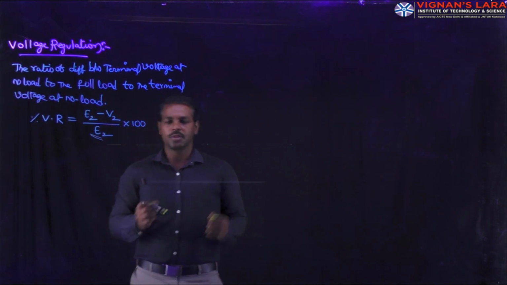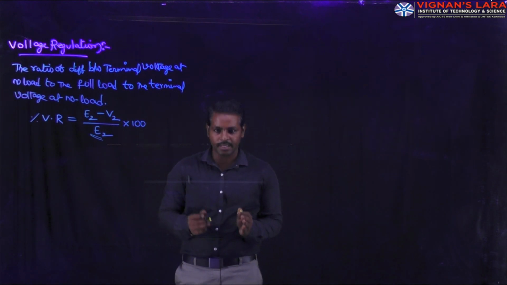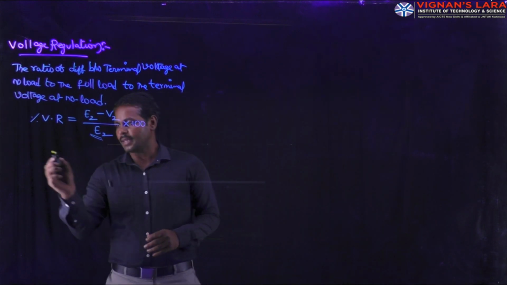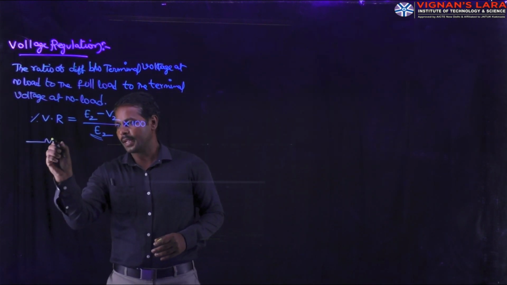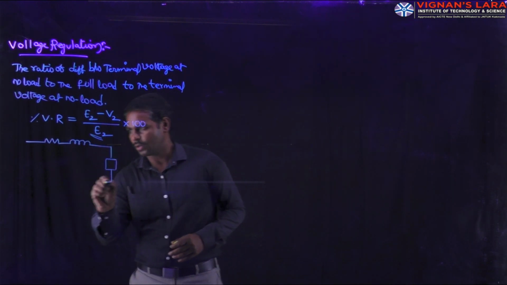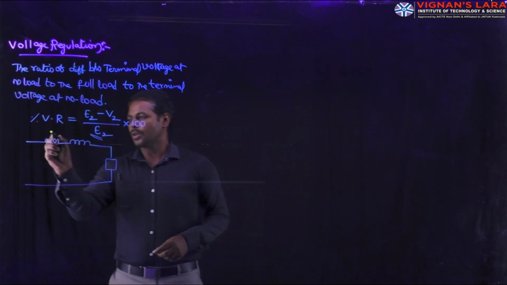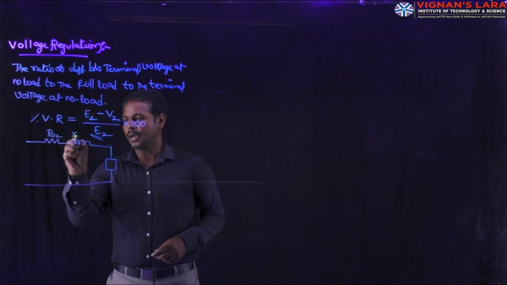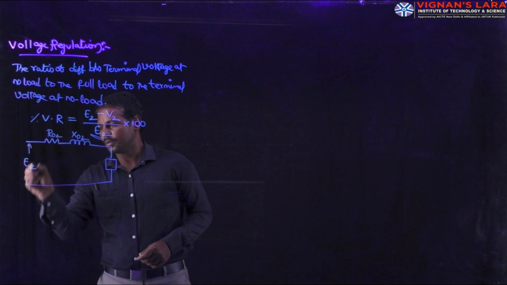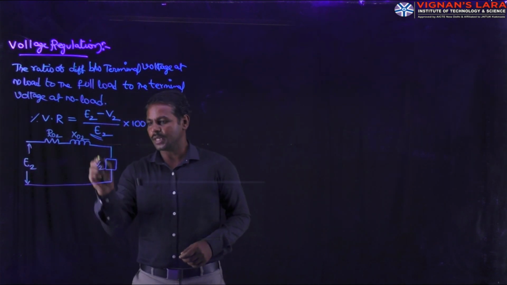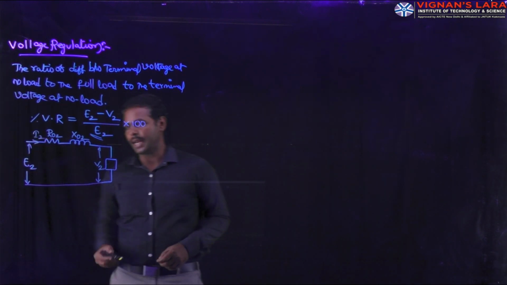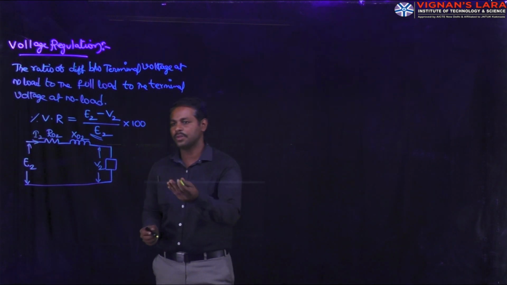That means whatever parameters exist in the transformer are completely referred to the secondary side. The secondary side is considered as a resistance and reactance connected across the load, which are R02 and X02. The no-load terminal voltage is E2, the terminal voltage is V2, and the corresponding current flowing through the given circuit is I2.